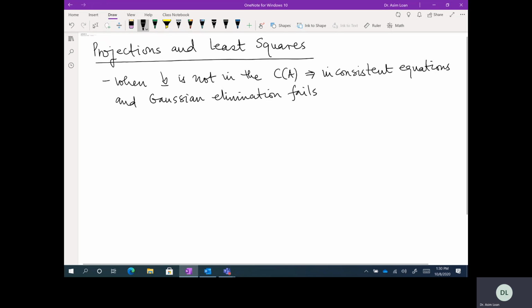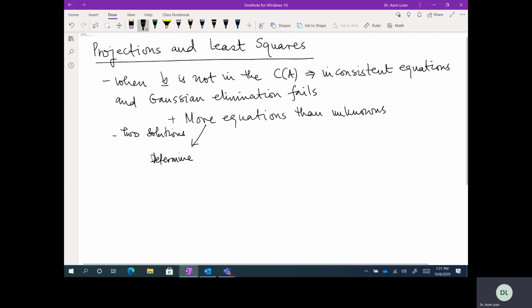We have more equations than unknowns. So if you have more equations than unknowns, there are two solutions.